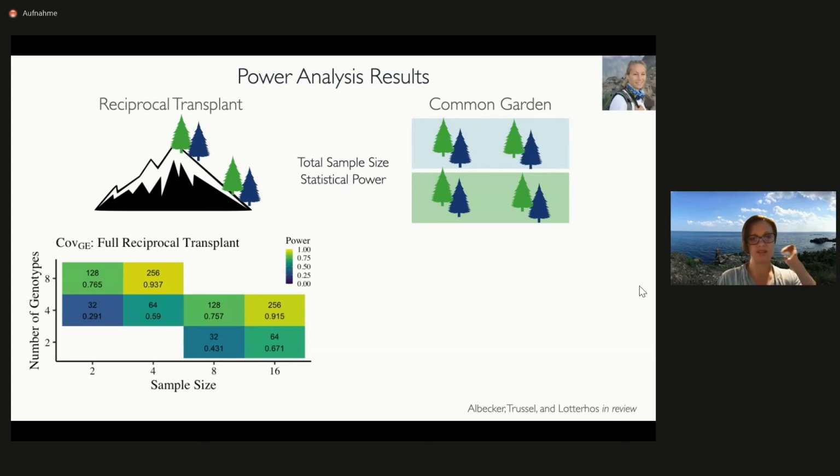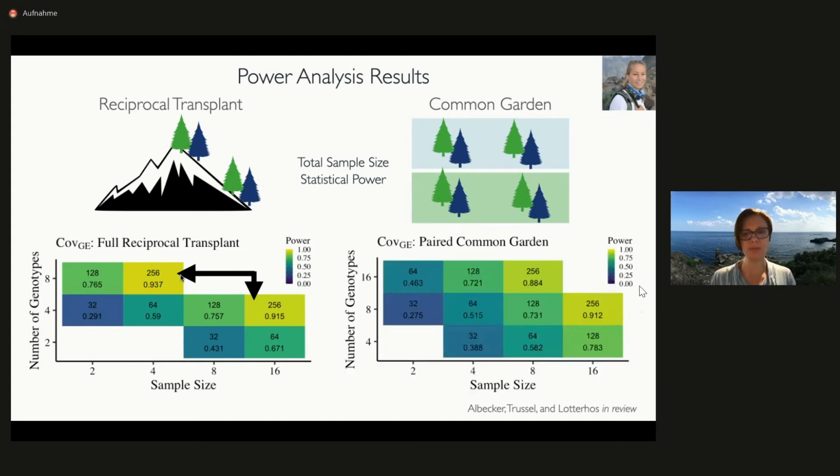So the first thing to notice is that you need really large sample sizes to have high power to detect COVE-GE. And the same is also true for the paired common garden designs. The other thing to notice is that reciprocal transplant designs, which are just a 2x2 design, have really low power to detect COVE-GE.